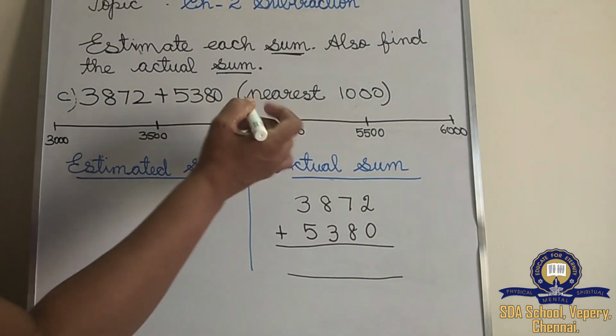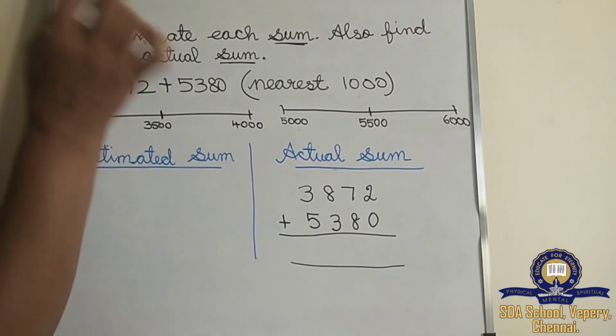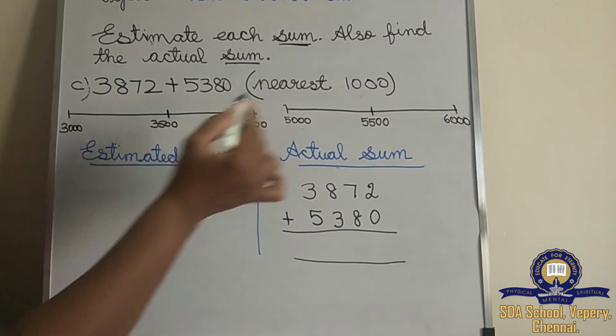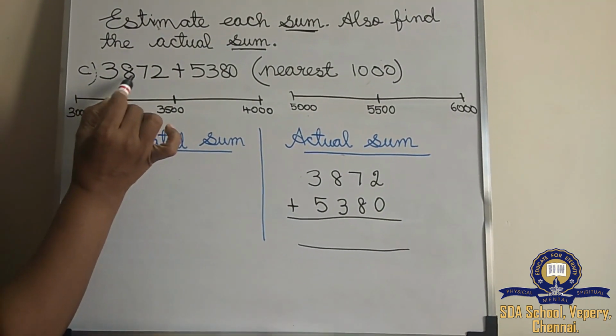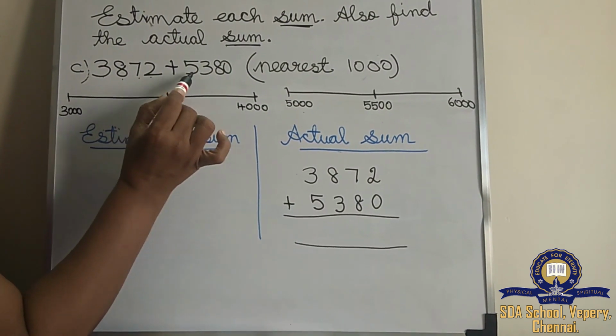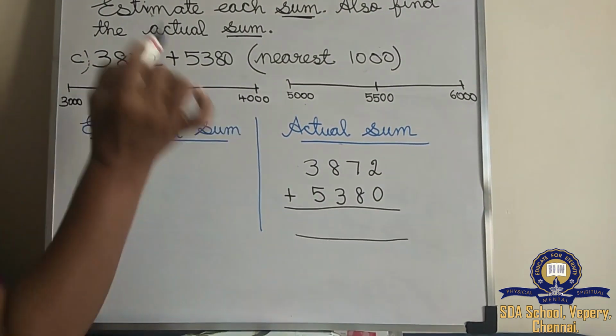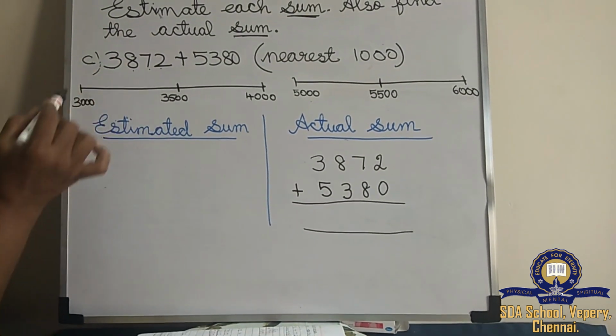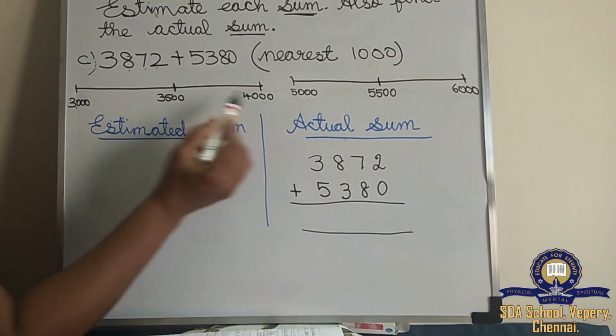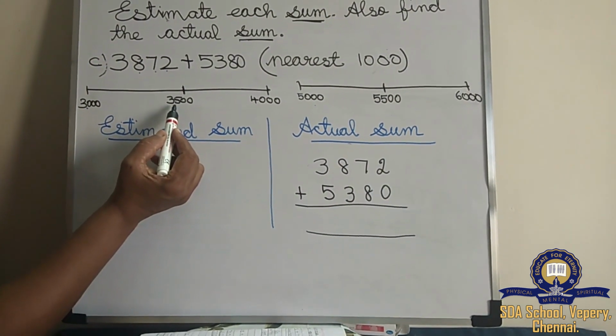Okay children, now we will see nearest 1000. First we saw nearest 10, nearest 100, now nearest 1000. What sum have we been given? 3872 plus 5380. How do we find the estimate? See here, 3000 to 4000 we have to write. In the middle, what will come?